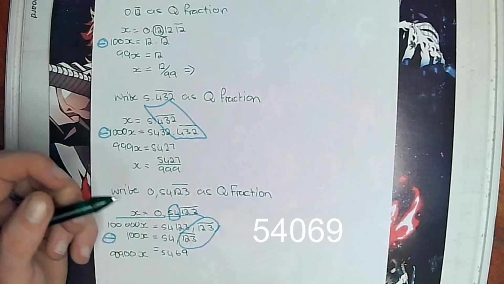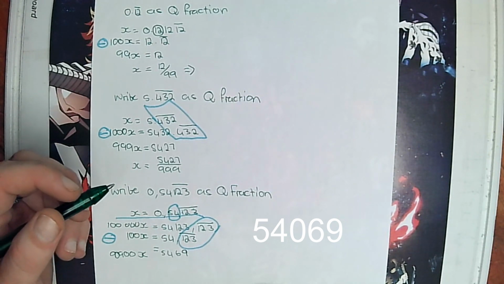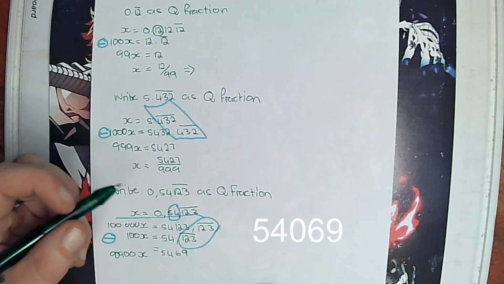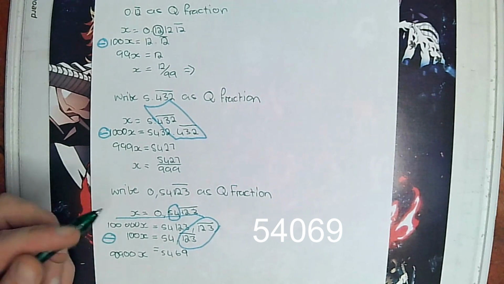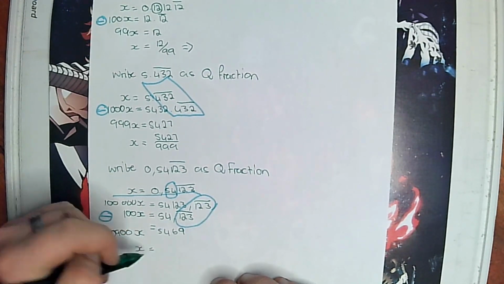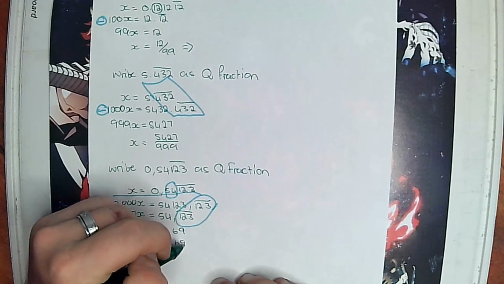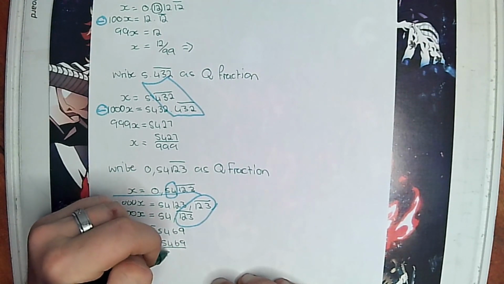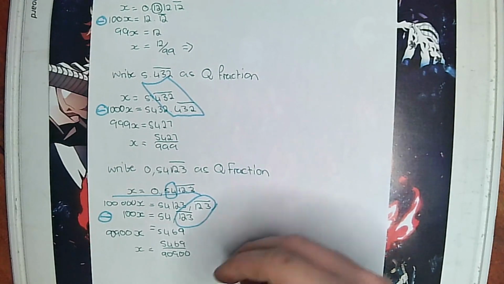And then again, we just go and apply our basic equation knowledge and say that x is then equal to 5469 over 90,900. And again, we have to write it in our simplest form. We can't just leave it like that. It has to be written in its simplest form.